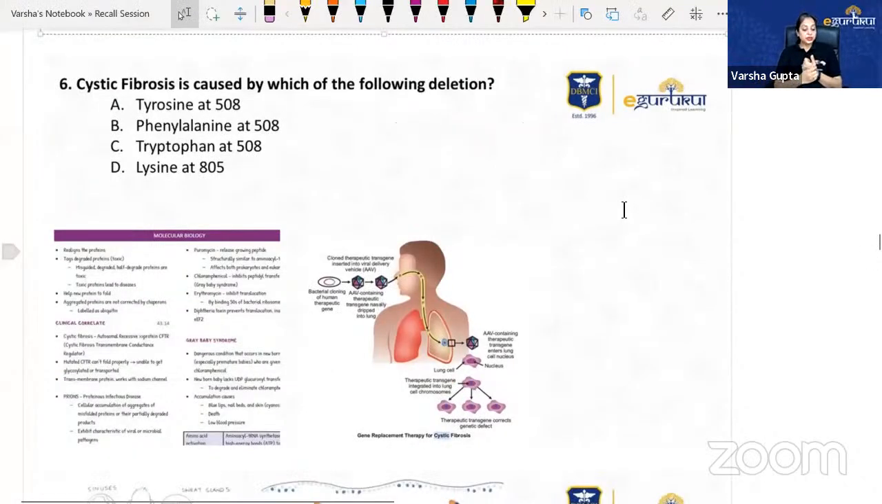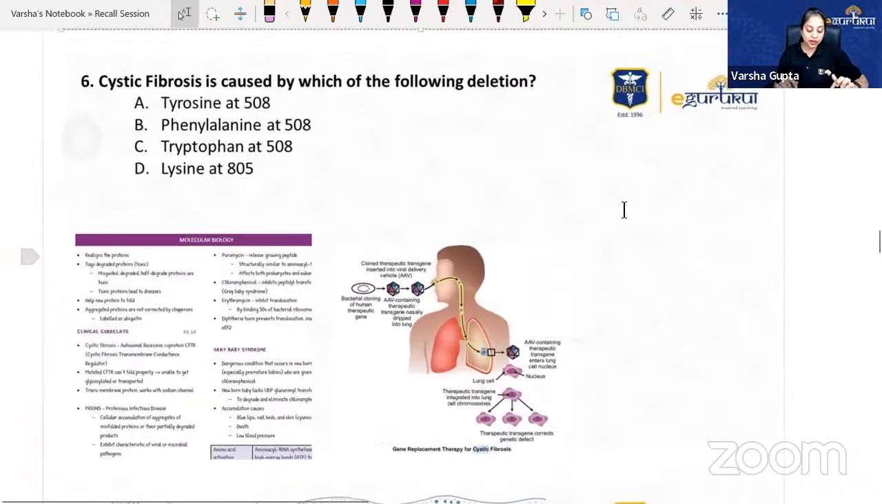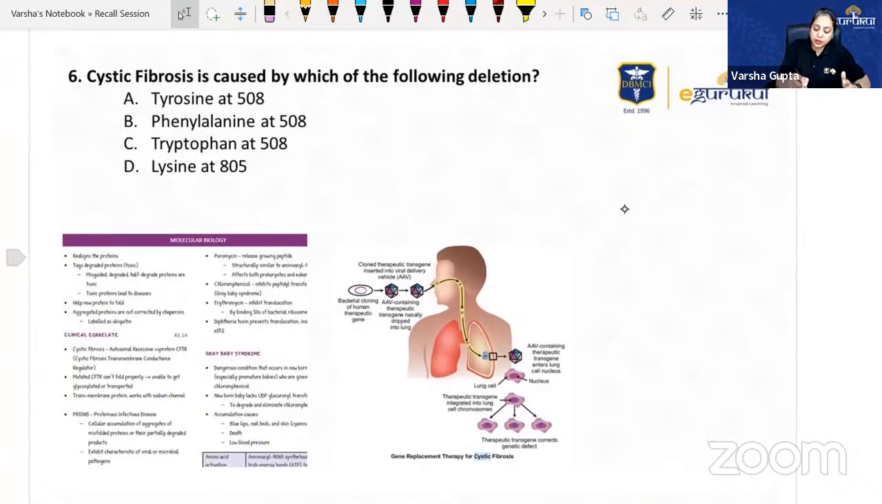Now, the next question was: cystic fibrosis is caused by which of the following deletions? Very, very simple question. We have always talked about cystic fibrosis being because of a deletion mutation, right? What has been deleted is at the 508 position. So definitely this was the wrong choice because that is 805.